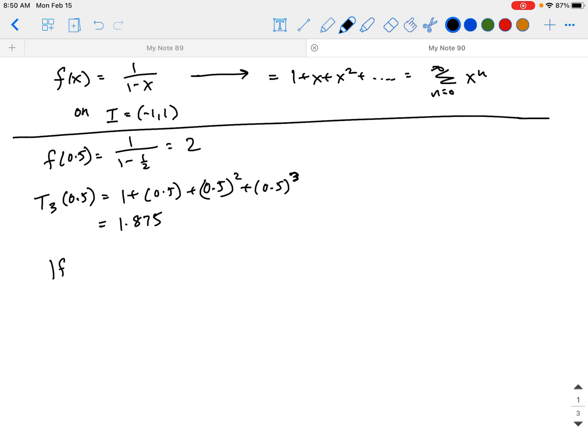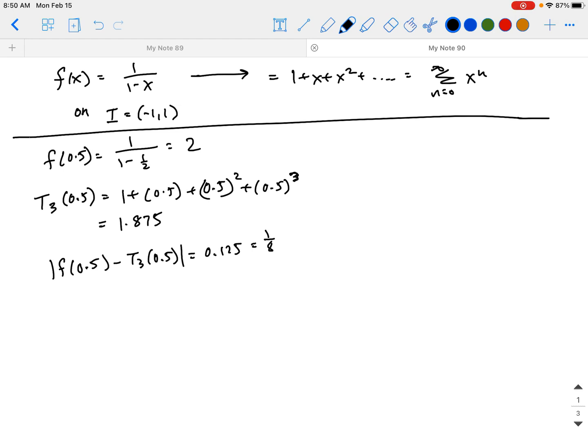And so we know that the exact error is going to be 2 minus 1.875, which is 0.125, or 1/8. So this is 0.125 off of the actual value, which is somewhere around a 6% error, something like that.